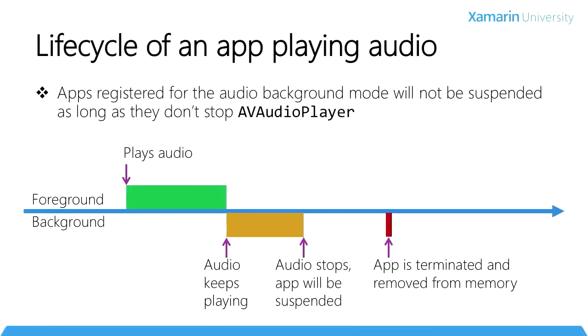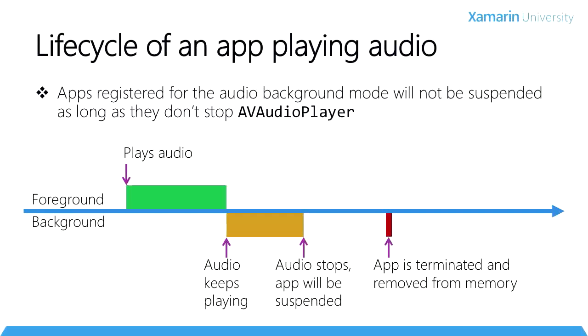So we have set up everything. We start playing back audio in the foreground. The user leaves the application, presses the home button. Our audio will keep on playing. And iOS will keep our application active until the audio stops. If that happens, iOS will be able to suspend our app. And we have already learned that a suspended app can be terminated. If memory pressure increases, all suspended apps will be removed from memory, one after the other, until enough memory is available.